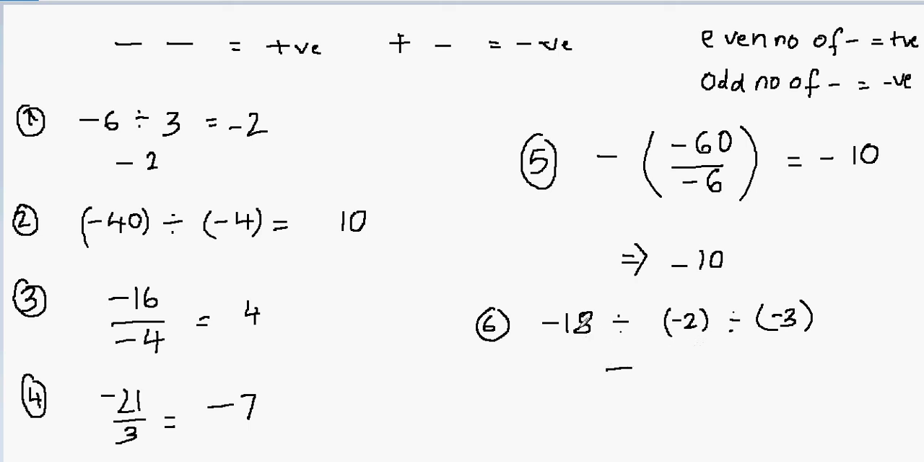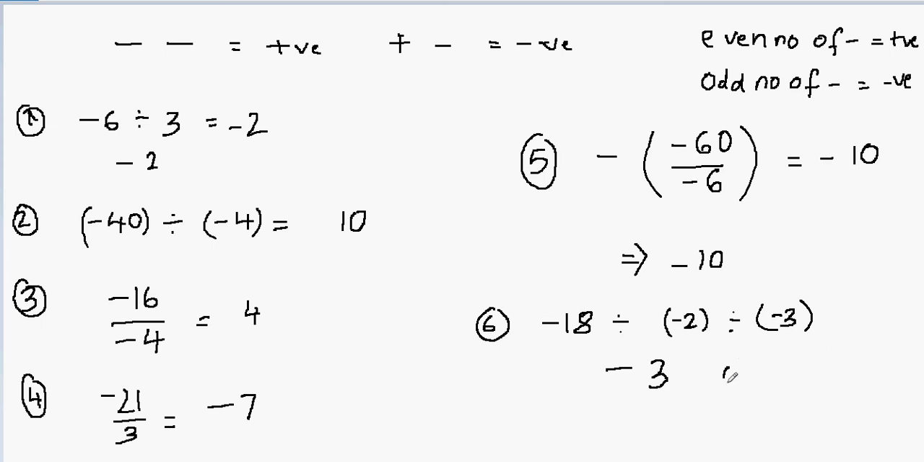Let's divide. We have to start from left and then move to right. So 18 divided by 2 will give me 9. And then 9 divided by 3 will give me 3. So my final answer will be 3.